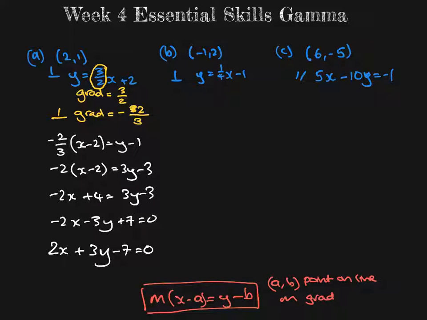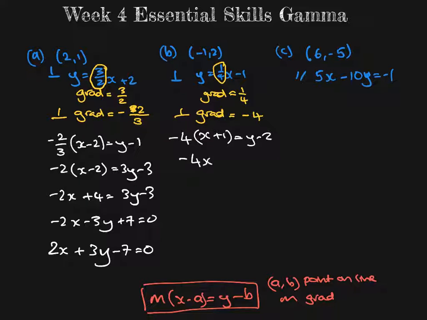Right, let's have a look at the second one. We've got a gradient of 1/4. And again, we're going perpendicular, so the perpendicular gradient will be the negative reciprocal, minus 4, giving us an equation of the line: minus 4 (x plus 1) is y minus 2. Expanding out on the left-hand side and putting everything on the left-hand side, minus 2, and then timesing everything by minus 1.